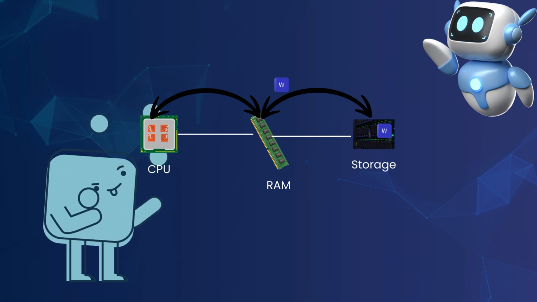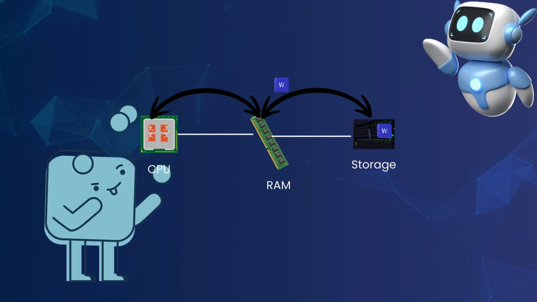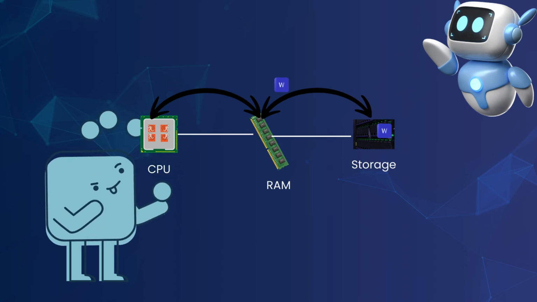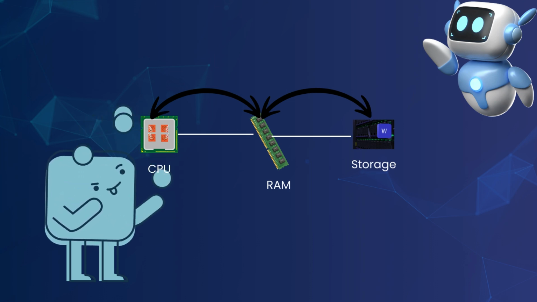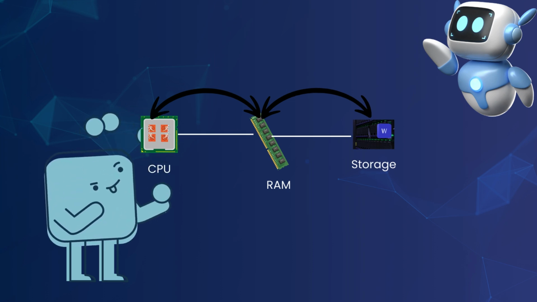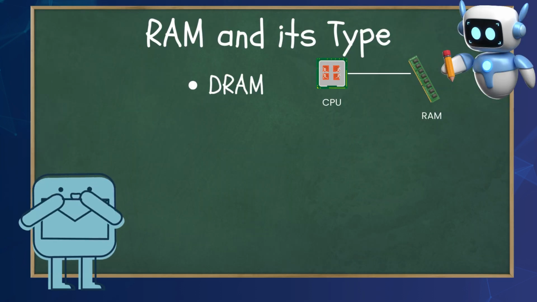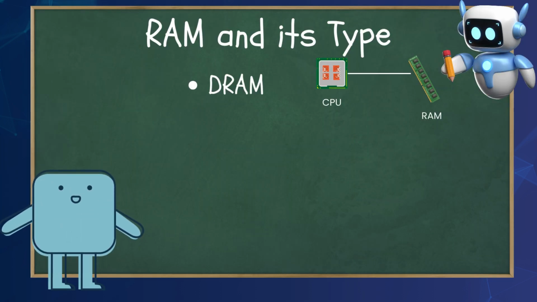Multiple programs run simultaneously as processes inside RAM. Once the process is complete, the data is saved permanently on storage. Now that we have an understanding of RAM and its use, let's look at different types of RAM.